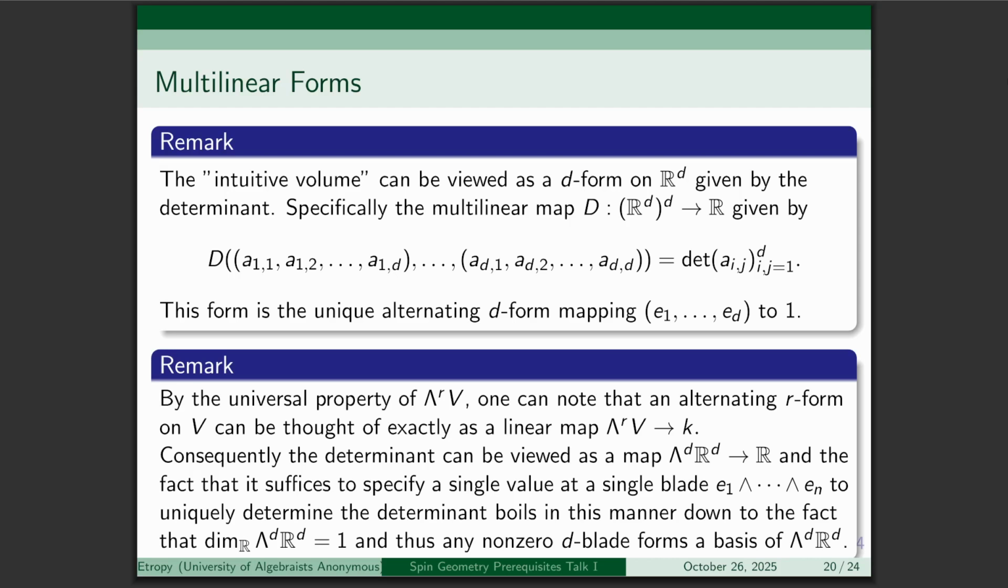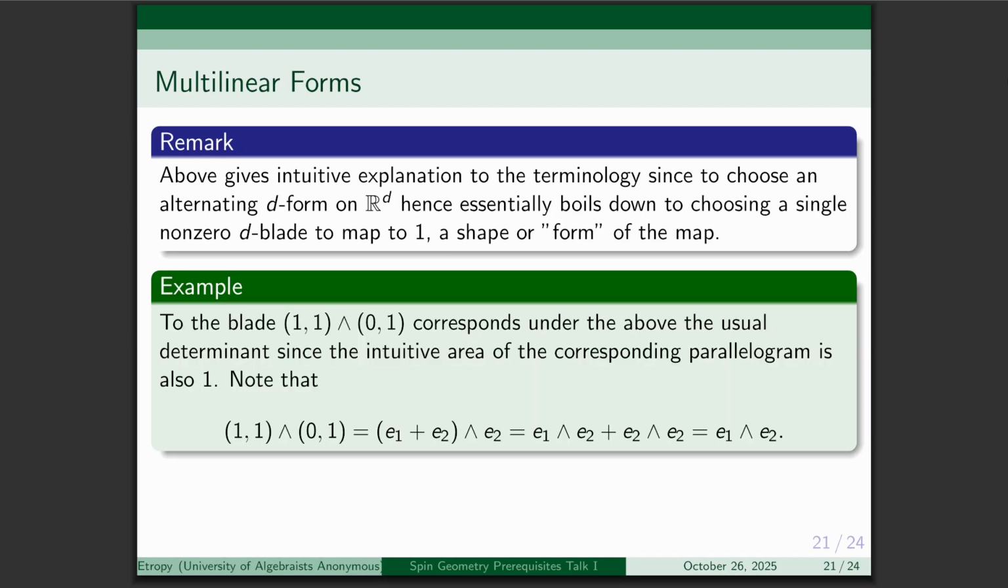And so, in a sense, this explains why it's called a form. We just specify one choice of basis, one d-blade, and we say that this maps to 1. And then anything else can be reduced to this situation and we obtain the volume this way. So, for example, if we want to map (1,1) wedge (0,1), you can visualize it as this kind of blade which goes diagonally and then upwards as our parallelogram.